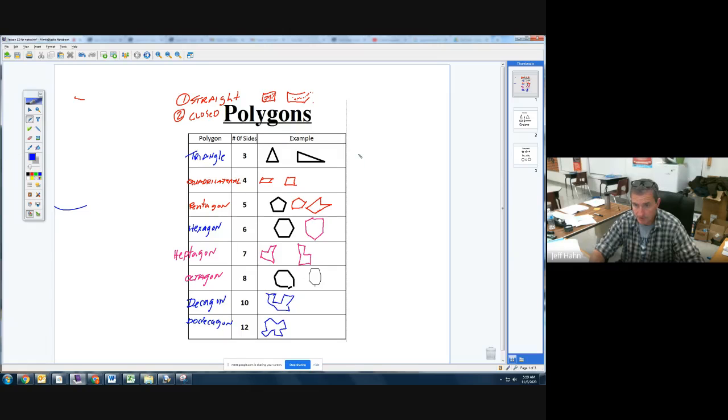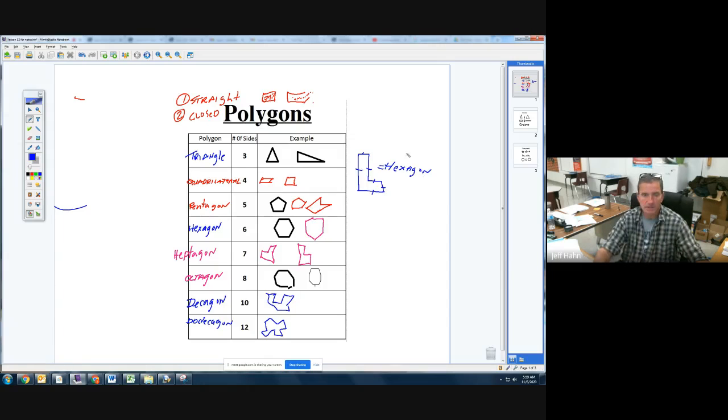If you're given a shape, they might give you like the letter L in block form, and they will ask you to give the name of that polygon. If that's the case, you're going to need to count the sides. 1, 2, 3, 4, 5, 6. So this shape is a 6-sided shape, so it is called a hexagon. So hopefully you got that.